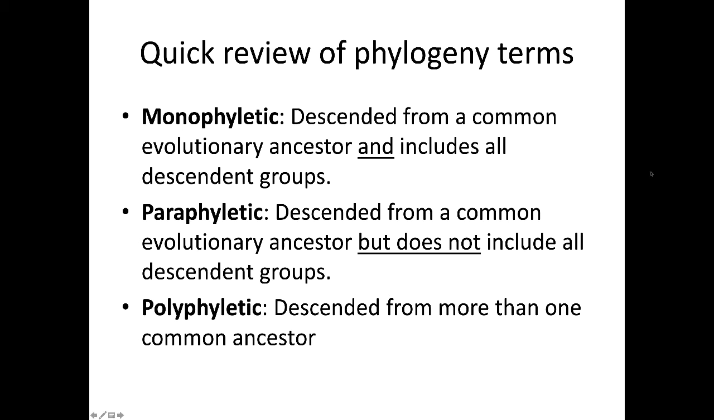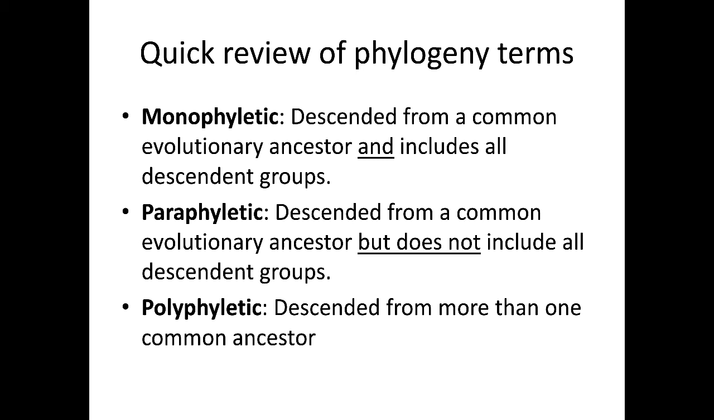The first is monophyletic. So remember that a monophyletic group shows members that descended from a common evolutionary ancestor and includes all descendant groups. A paraphyletic group, remember, includes groups descended from a common evolutionary ancestor, but does not include all descendant groups. So that's the key between a monophyletic and a paraphyletic group. The monophyletic group includes all descendant groups, and the paraphyletic group does not.